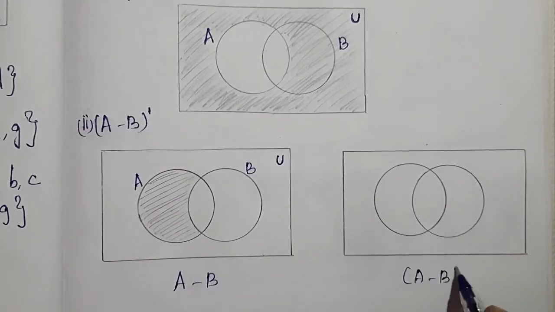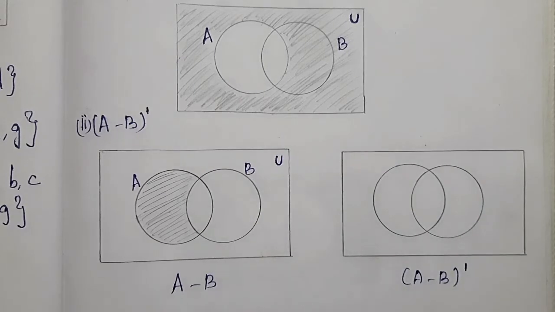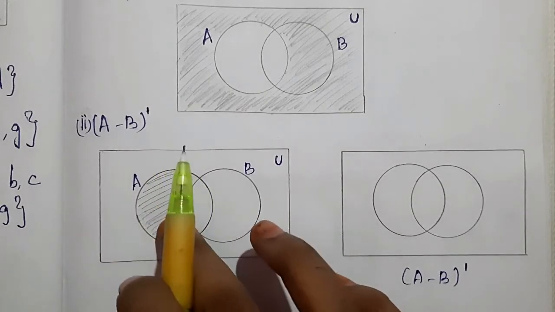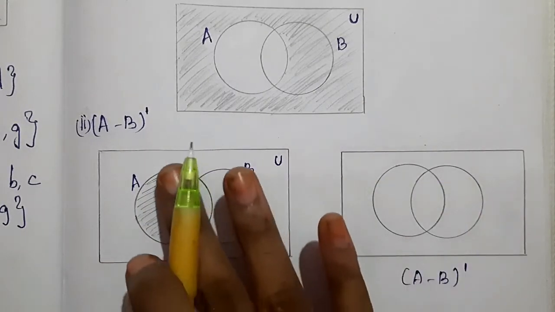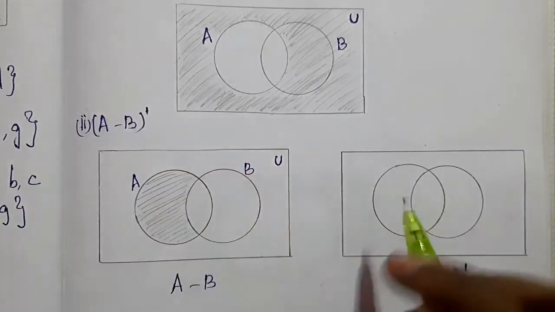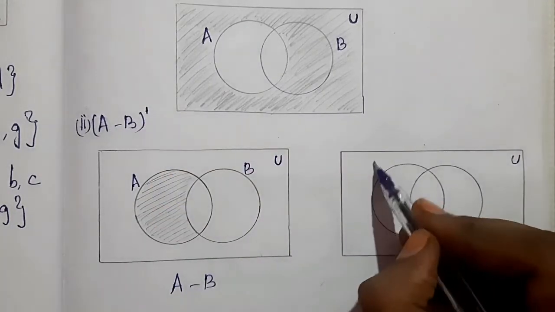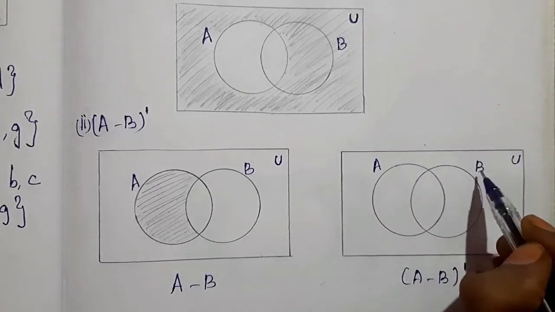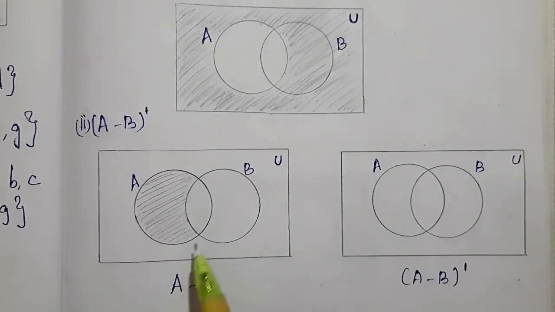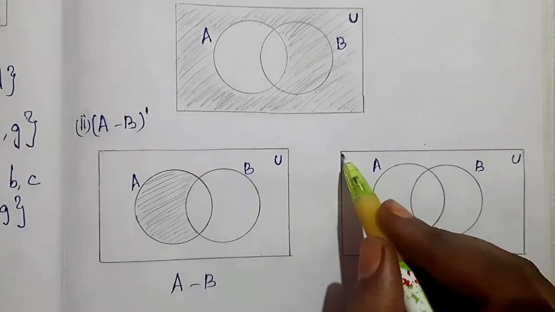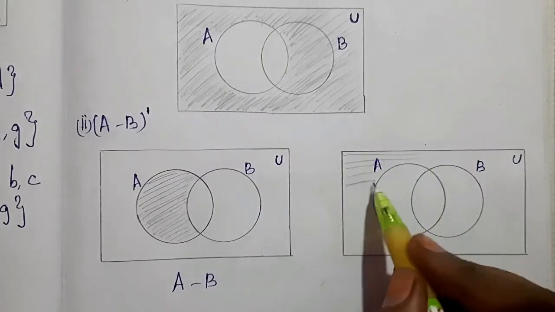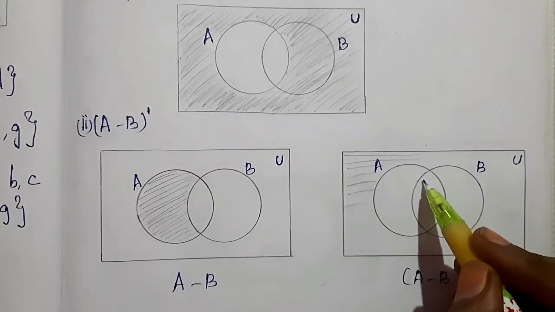Next we can do A minus B the whole complement. For that, complement means opposite. Here this part is shaded. So except this, remaining all the parts you have to shade. So it is U, A, B. Complement means opposite to the set. So you can shade everything except this A.